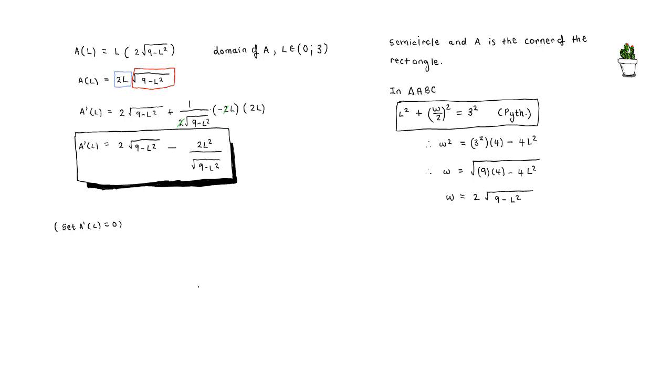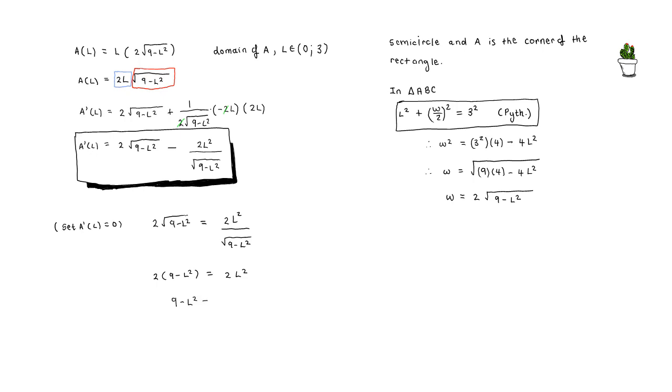If you set this equal to 0, you are then going to have 2 times the square root of 9 minus L squared simply equal to 2L squared divided by the square root of 9 minus L squared. Okay, then we can multiply both sides by the square root of 9 minus L squared. That will leave us with 2 times 9 minus L squared equals 2 times L squared. Dividing both sides by 2, we will have 9 minus L squared equals L squared.